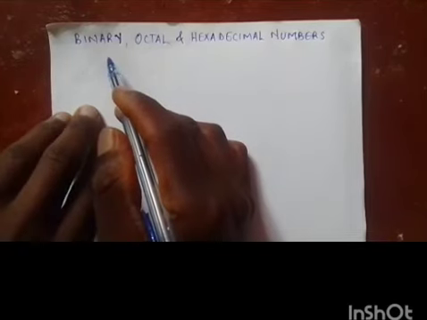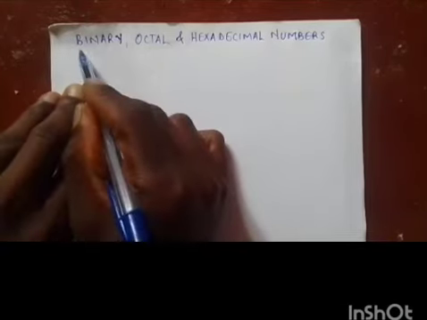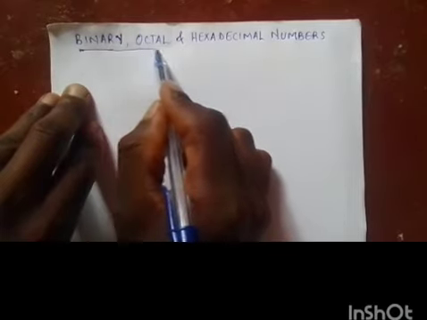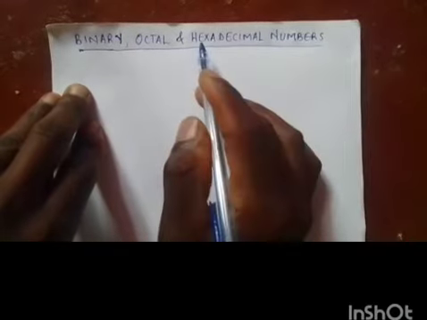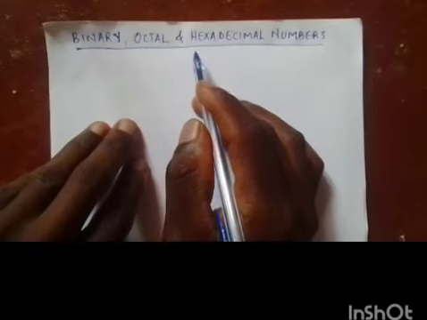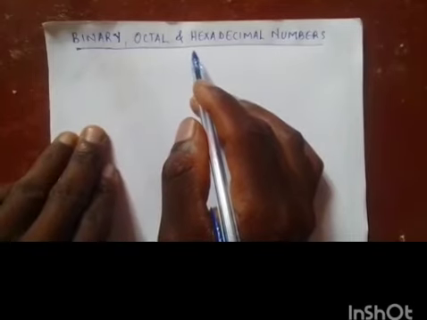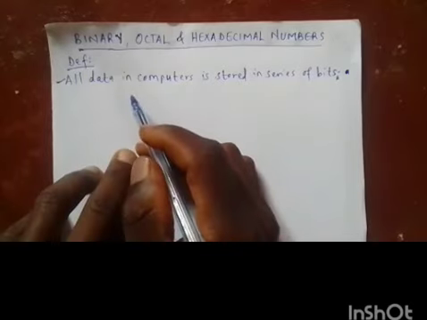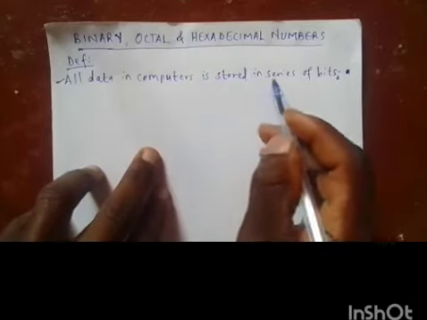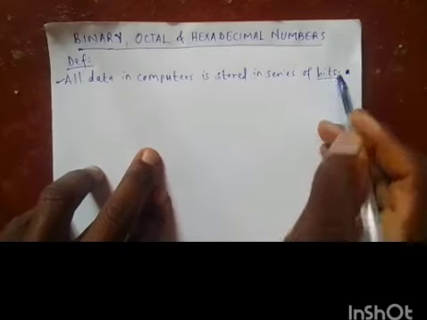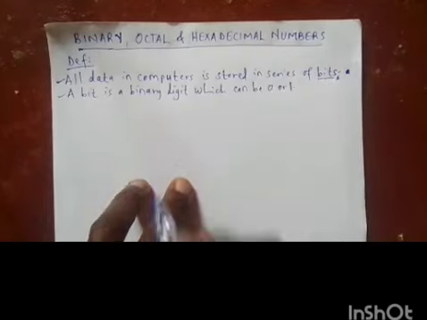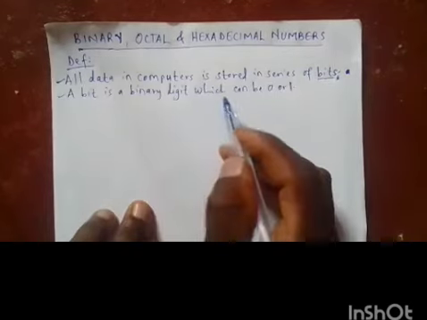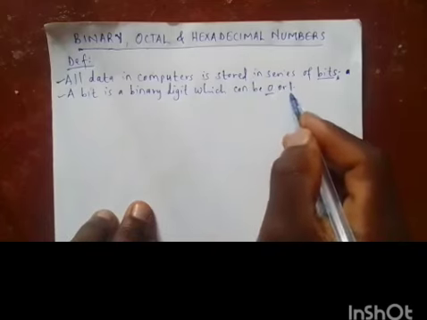Welcome. We want to look at binary, octal, and hexadecimal numbers. So let us look at the definition. All data in computers is stored in a series of bits. A bit is a binary digit which can be 0 or 1.